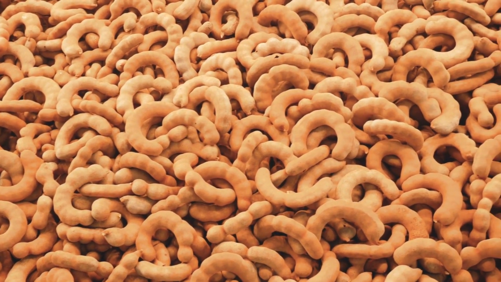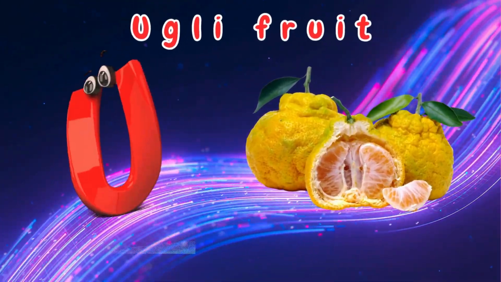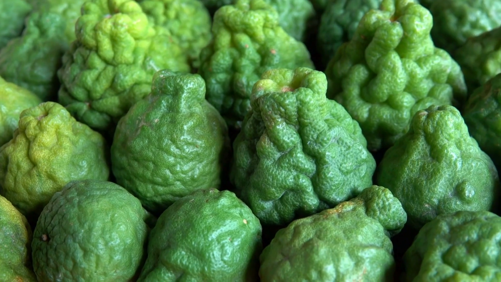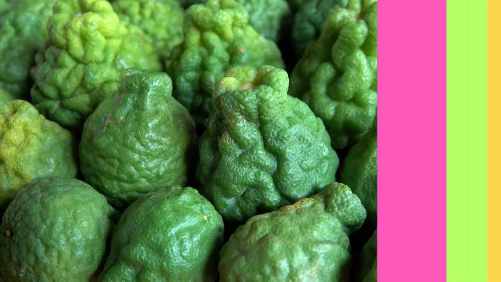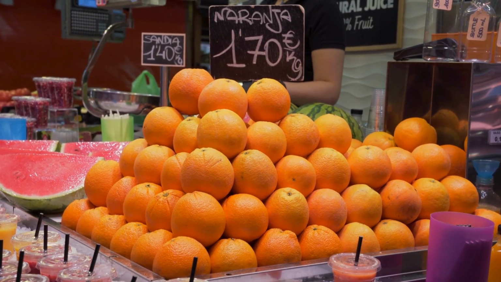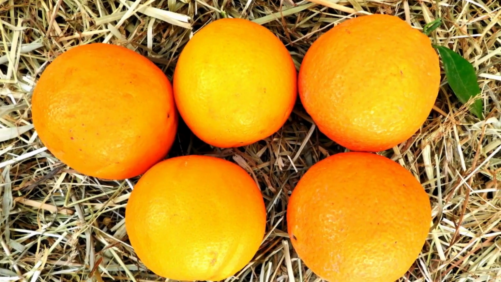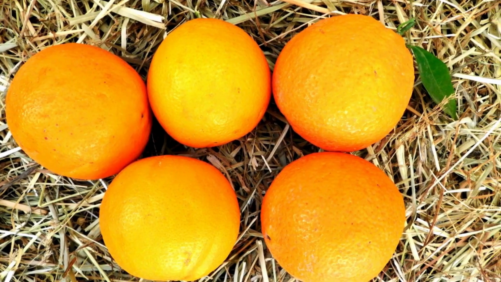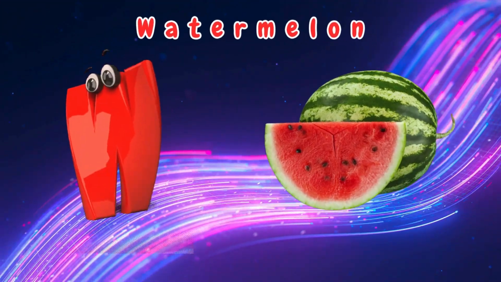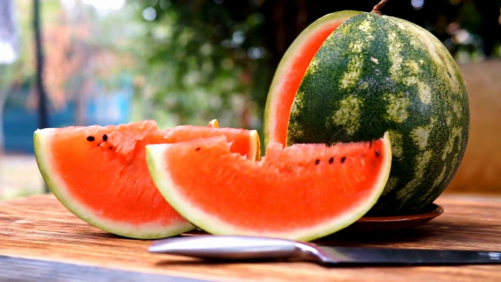T for tamarind. U is for oogly fruit, oogly fruit. U for oogly fruit. V is for Valencia orange, Valencia orange. W is for watermelon, watermelon.